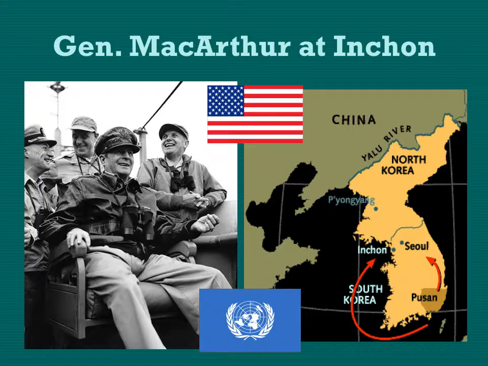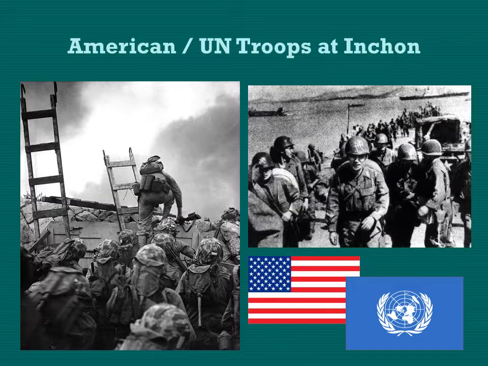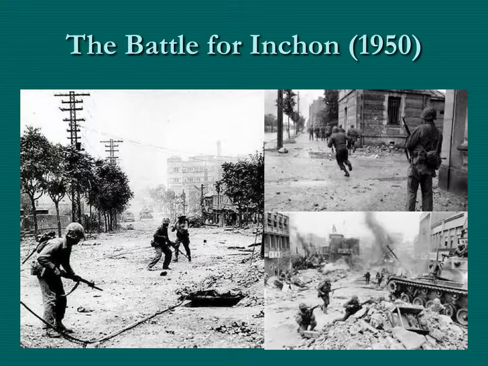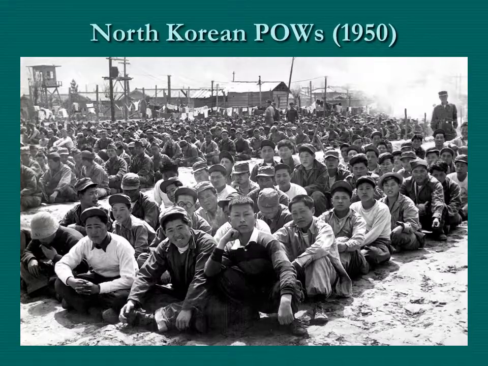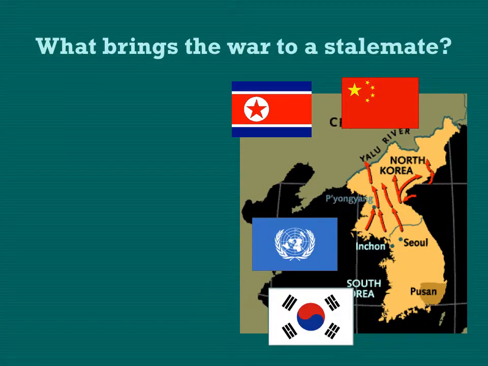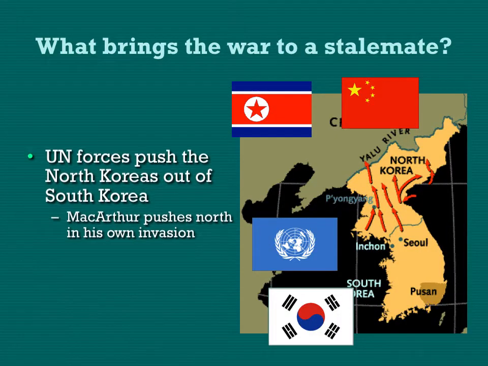MacArthur kind of turns the tide with his attack on Incheon. And this is one of the last big amphibious landings in American history, kind of World War II Normandy style. And Incheon goes very well. The North Koreans are not expecting it. They're completely taken by surprise. And of course, this leads to a resounding victory on the part of the UN forces. So the war turns a little bit here, and eventually we're going to get to a stalemate.